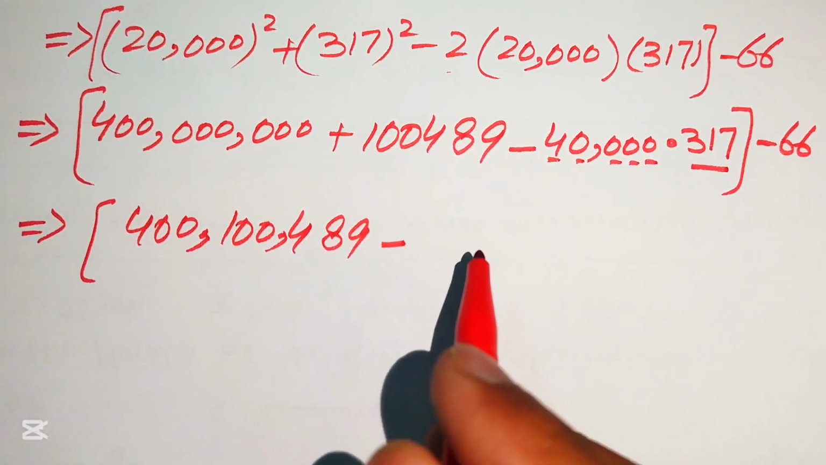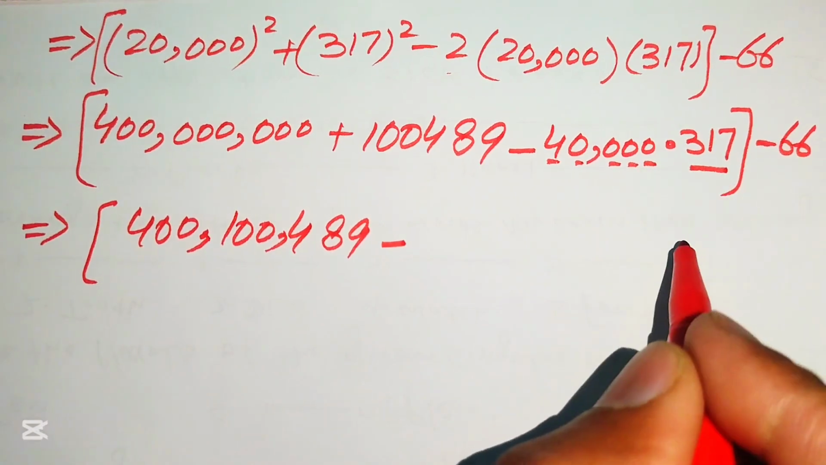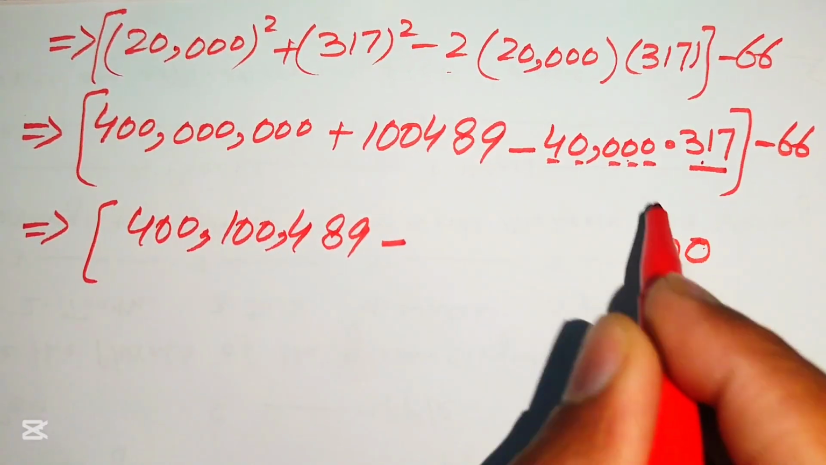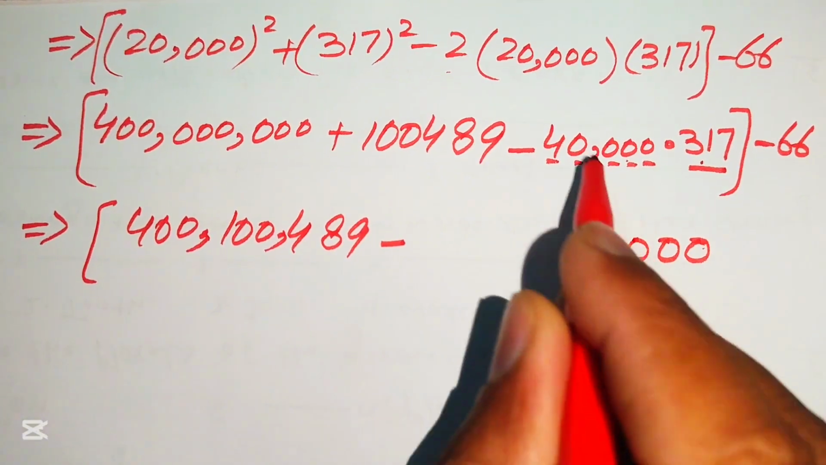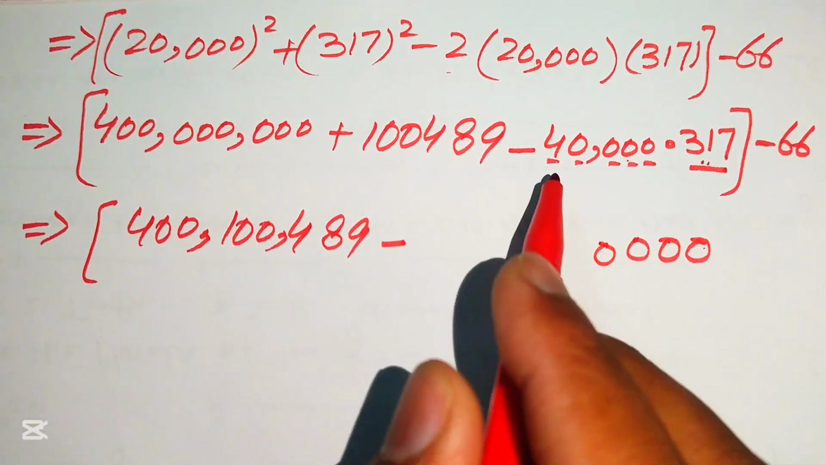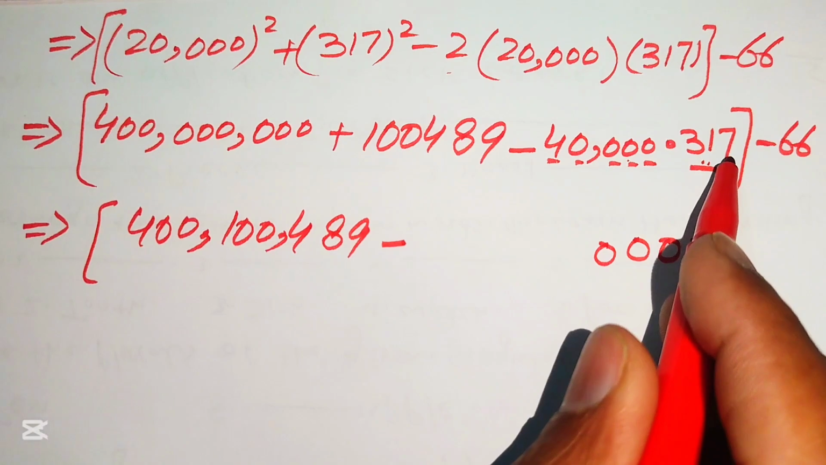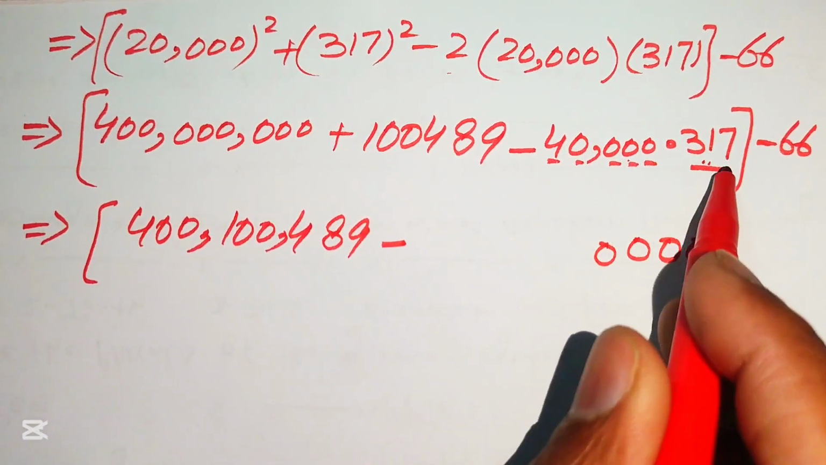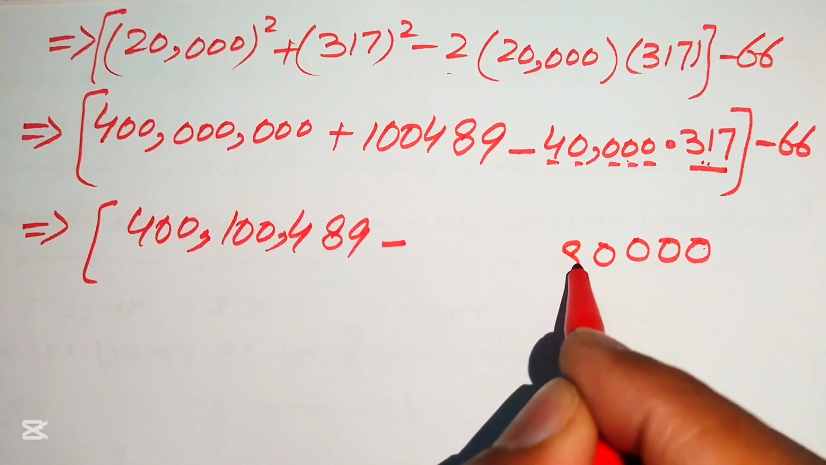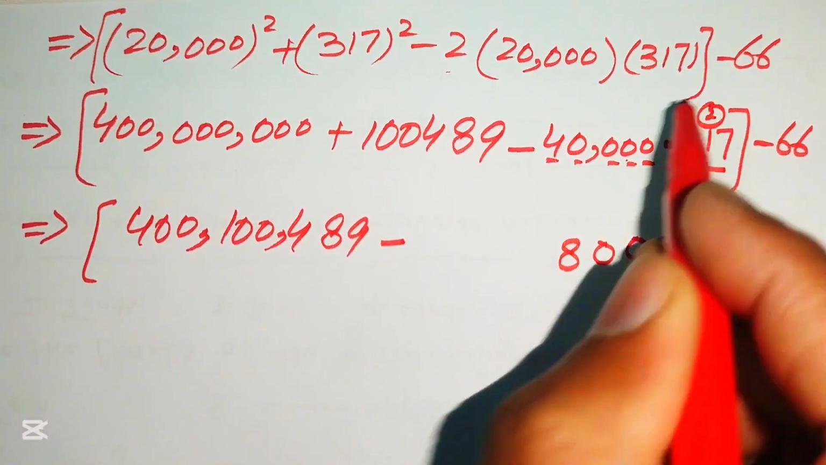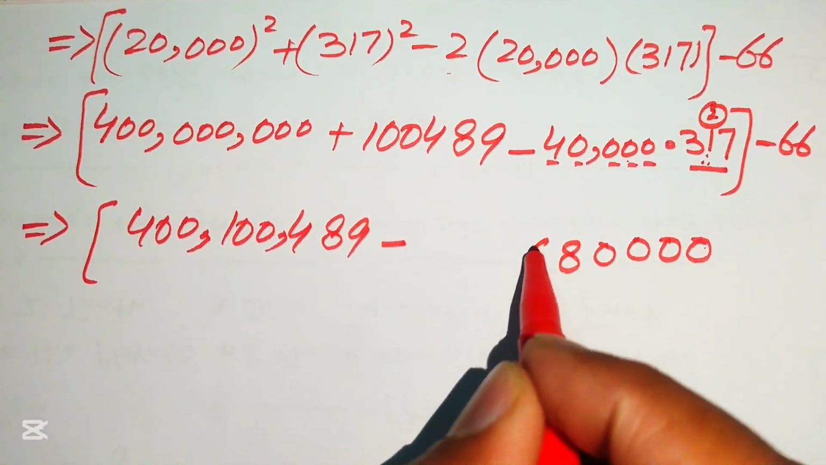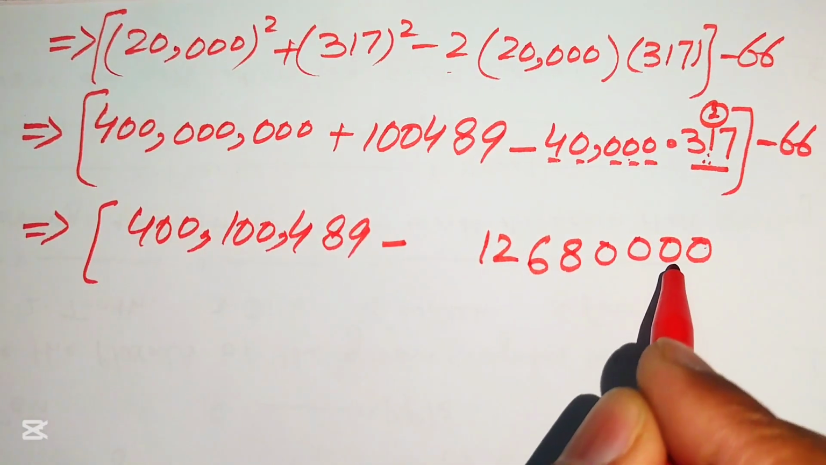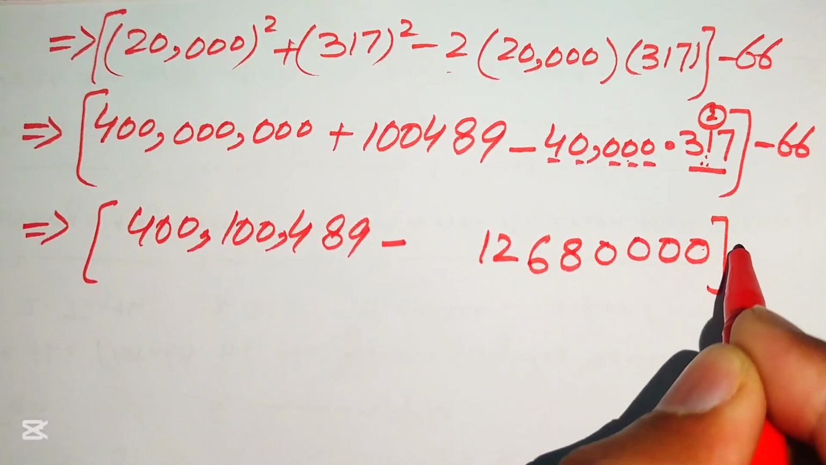Okay, so when you multiply this 0 with 317, we get 0. This 0 by this number is 0. This 0 by this number is 0. This 0 by this number is also 0. Now we need to multiply this 4 by this 317. So here you see that 4 sevens are 28. We write 8 and carry 2, and 4 ones are 4, 4 plus 2 is 6. 4 threes are 12. So you get here 12, 6, 8 and 4 zeros, and here we subtract this number by 66.